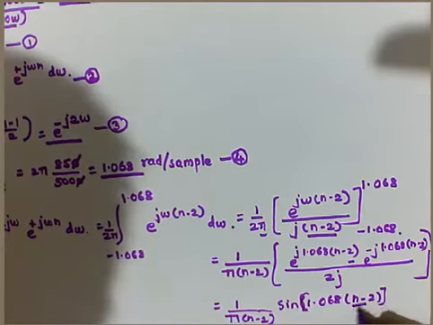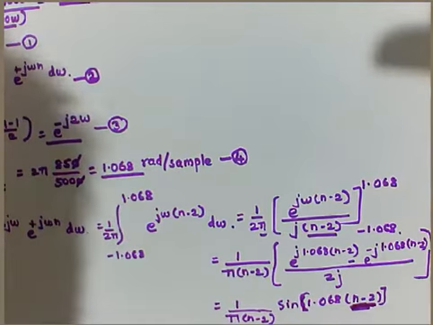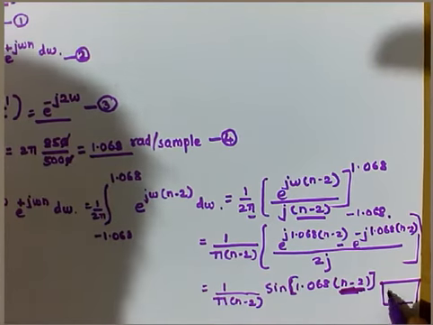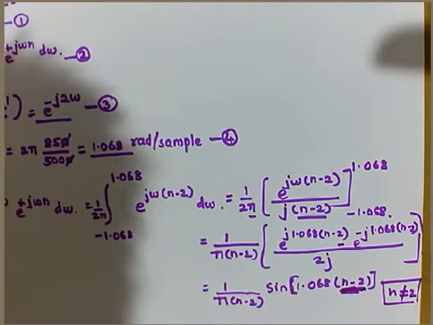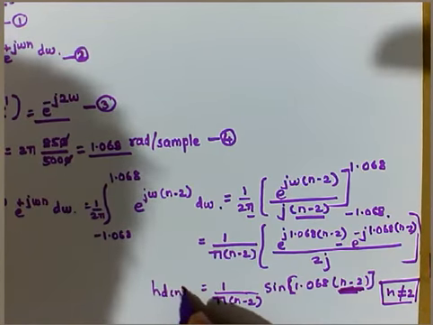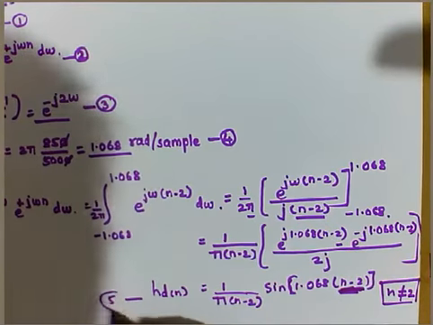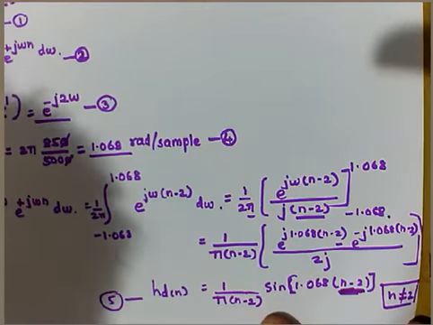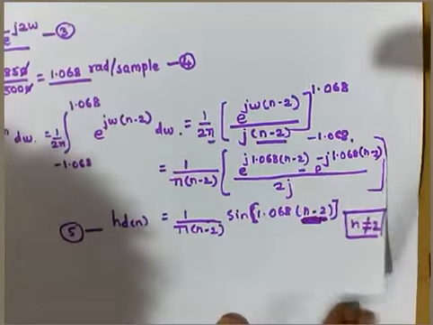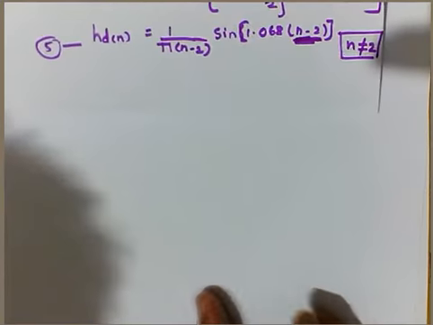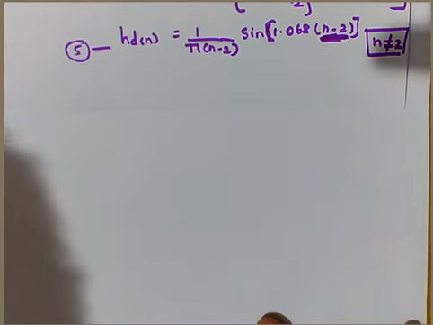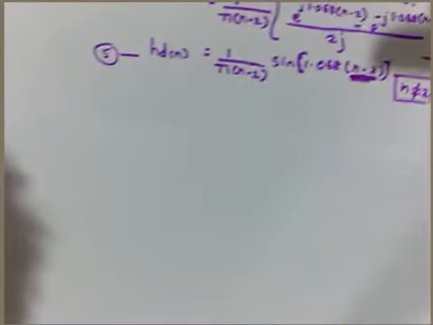But remember, the term n minus 2 indicates that this is applicable only for the condition n not equal to 2. So we will call this hd of n equation number 5. For solving the next task, that is for n equal to 2, let's proceed. For n equal to 2, the equation will look like this.